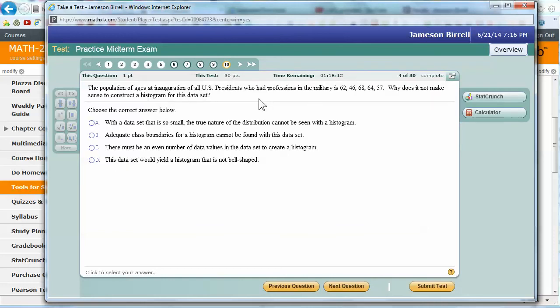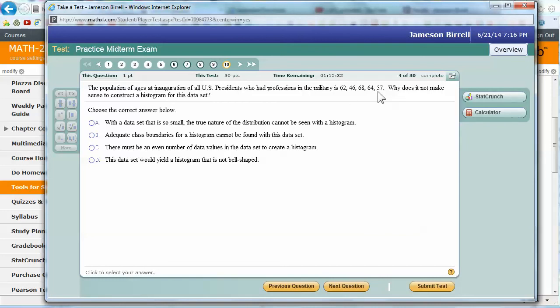Okay, and keep in mind on all these problems, when we answer them, we're finding the correct choice for this problem, but we're thinking about what were the other options, and if the question was randomly generated, which it will be on the midterm, could I have gotten one that was related to one of the other options? So this question gives us the population of ages at inauguration of all presidents who had professions in the military. So I don't know if that's accurate, that there were only 1, 2, 3, 4, 5. I'm quite certain that that's not accurate.